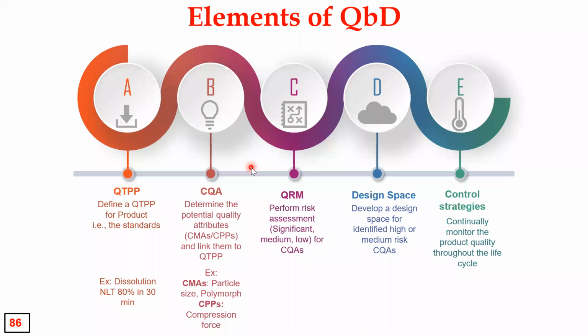Now come back to the first slide which I kept in the beginning, the elements of QBD. If you are able to recall and put it in this slide: QTPP, CQAs, CMAs. In the QTPP, we set the targets as that of the innovator product. Suppose the innovator product dissolution is not less than 80%, our QTPP is also not less than 80% in 30 minutes. For the dissolution, we have identified material attributes such as particle size, polymorphs, and process parameters such as compression force, etc. These are examples only. I'm not writing everything here.